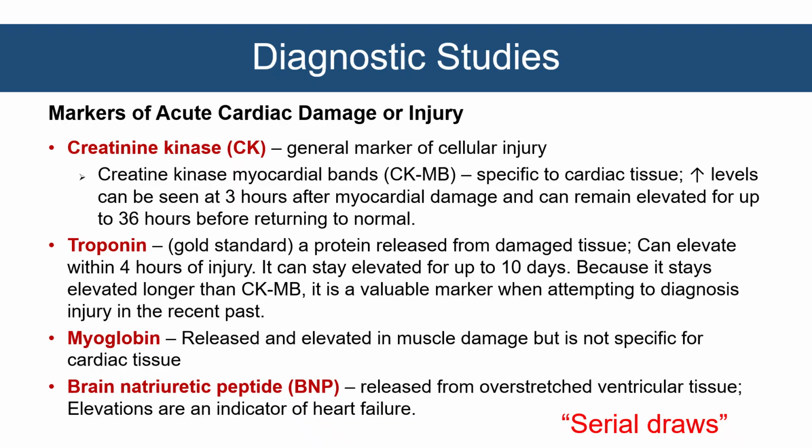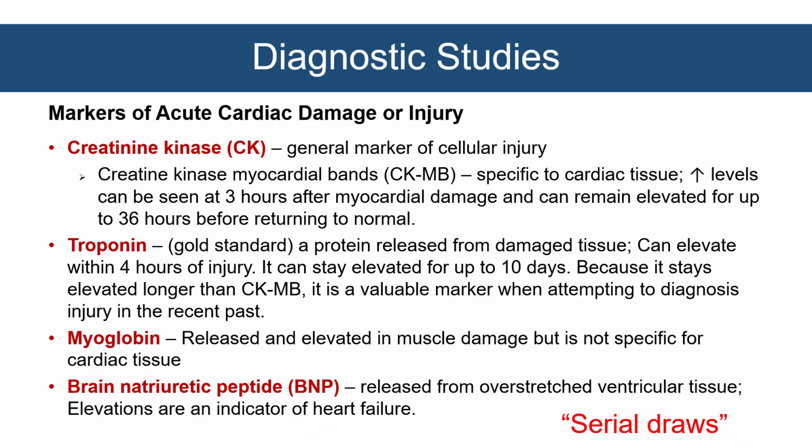This would typically be ordered as a serial draw, meaning that they do the baseline, and then every couple hours, 3 to 6 hours, depending on the provider's order, they'll check the troponin and monitor the trend. Is it going up or is it going down? Then we have myoglobin. Myo is muscle, globin is protein. So any type of muscle cell injury in the whole body, just not the heart, we can look at a lab for that.